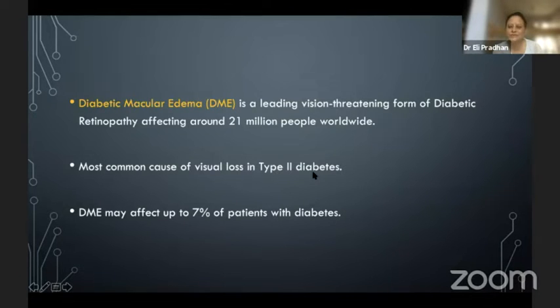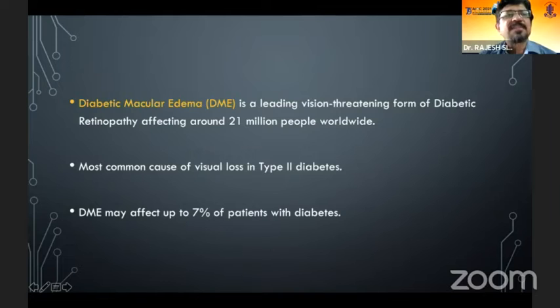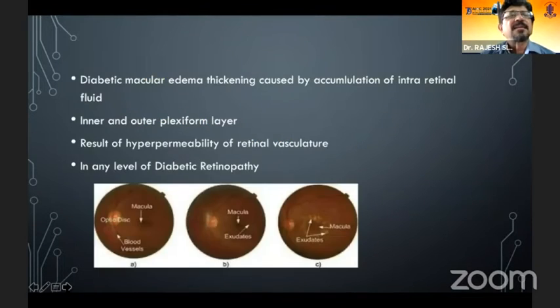My slide's not moving. My slides are stuck. Can you go back and then come again? If you go to the lower side of the slide on the left side, there's an arrow. Yeah, press this. Yes.